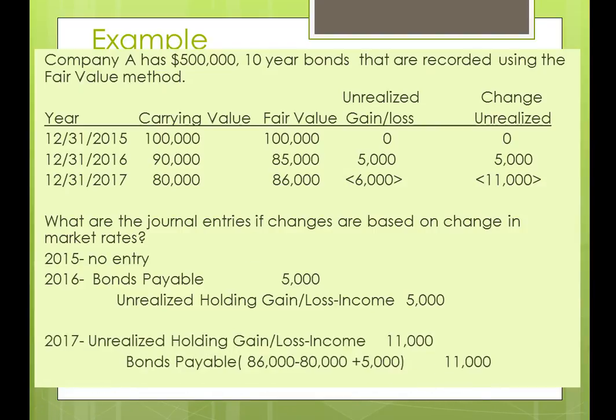Now, for the third year, what has happened is the fair value has gone up. What we need to do is now recover that 5,000 we booked in gains, plus now book that 6,000 in losses, which means we have to end up with booking an $11,000 loss.